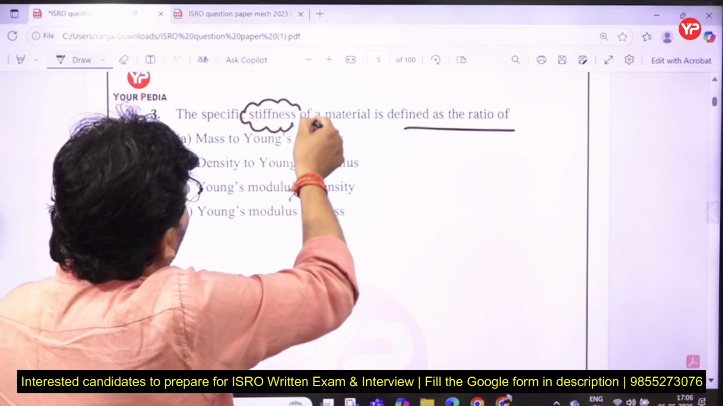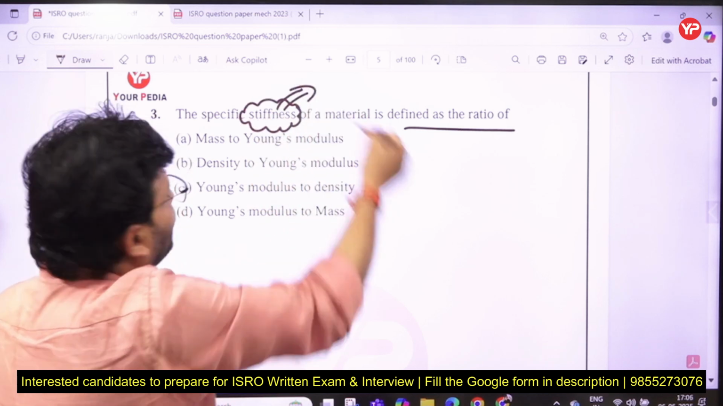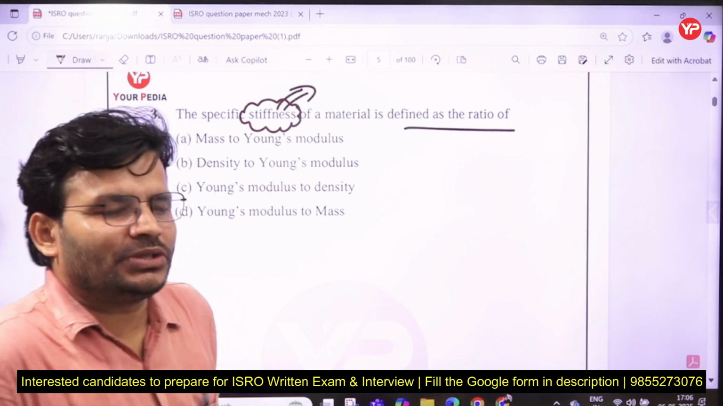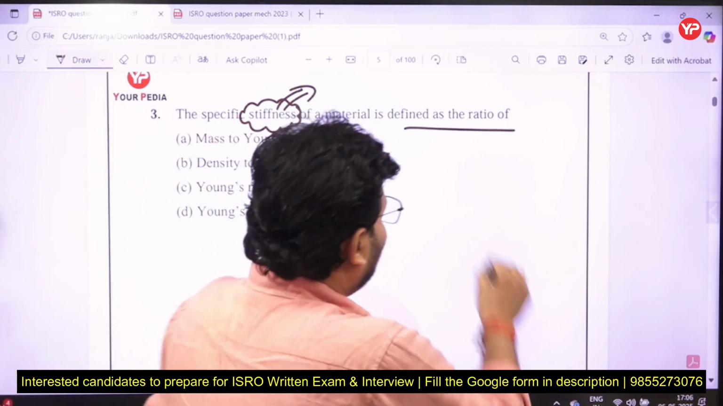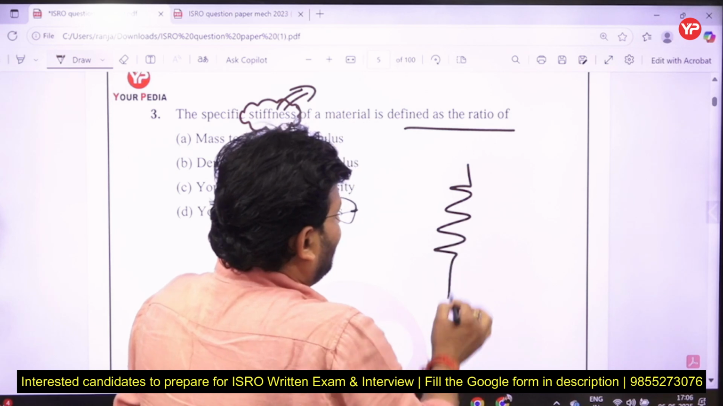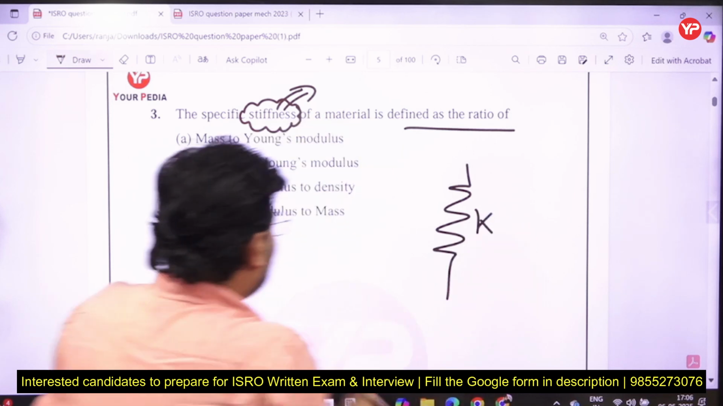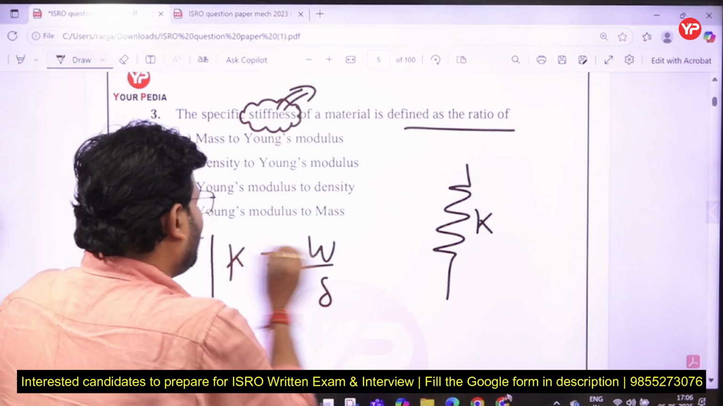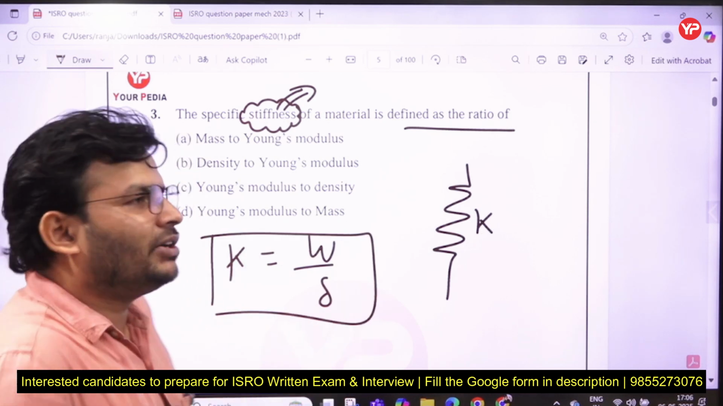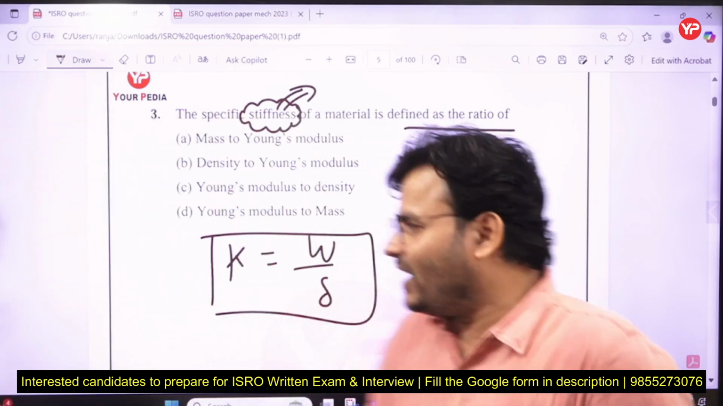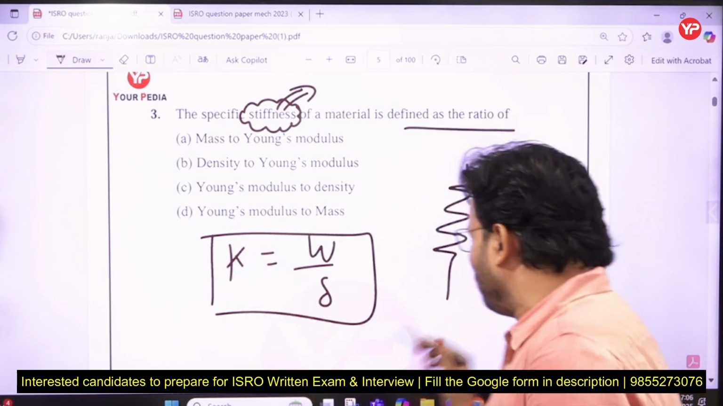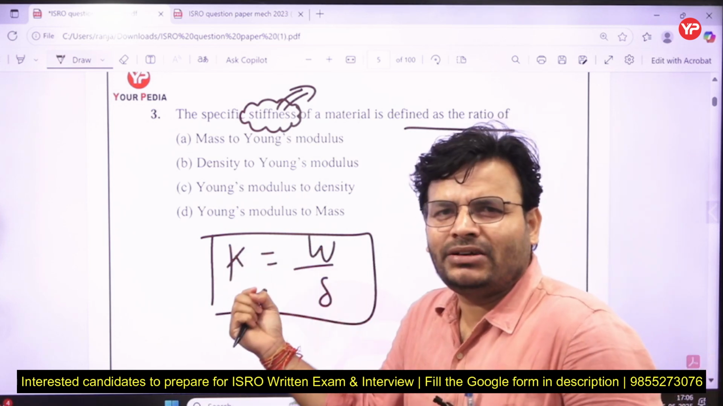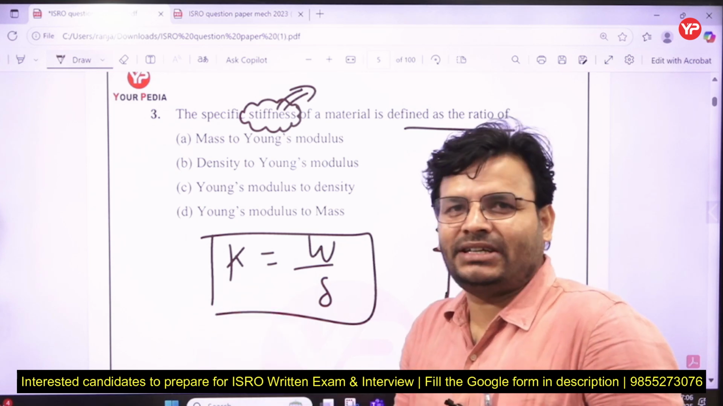What do you mean by stiffness? Anybody? In a spring you might have studied this, or I will teach you in class. Let's assume this is a spring, and its stiffness is K. What is K? K is the load required per unit deflection. Suppose the deflection is 1, so K is equal to W, which is what you apply. So the load required per unit deflection is known as stiffness.